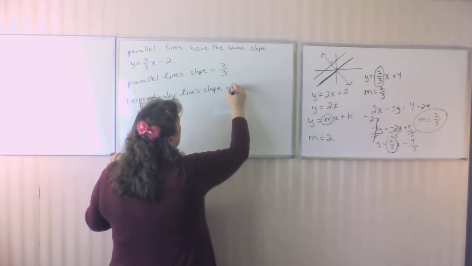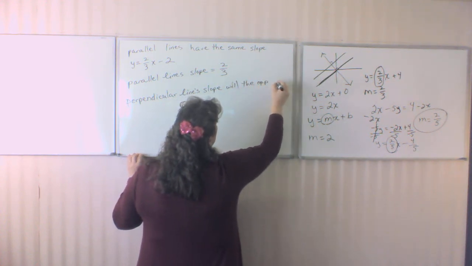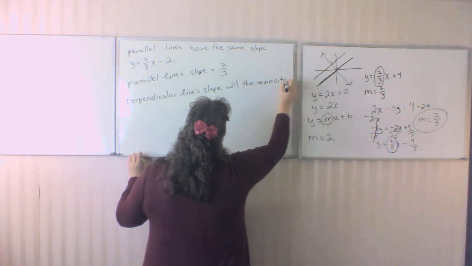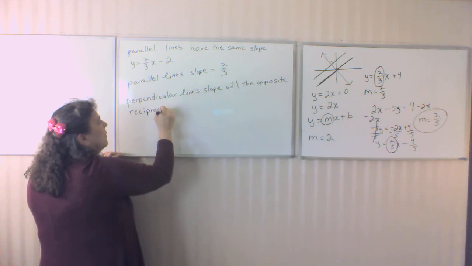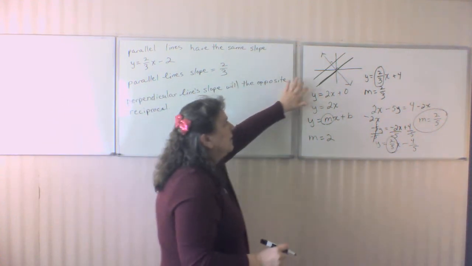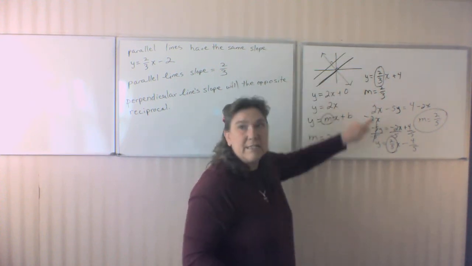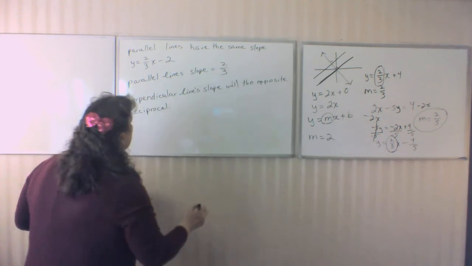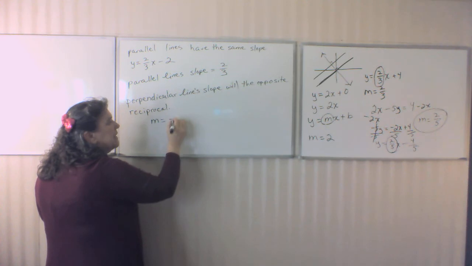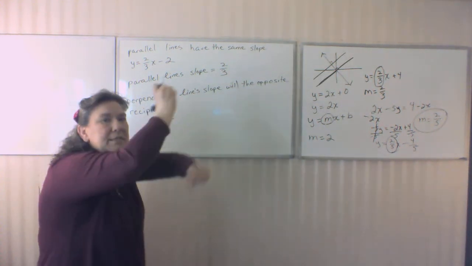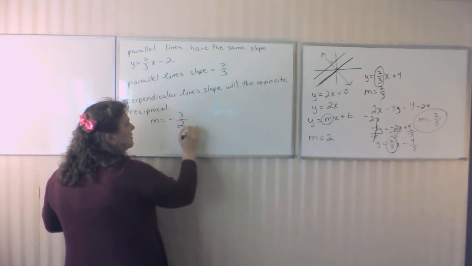a perpendicular line will be the opposite reciprocal. Which makes sense. These two lines are positive because they're going uphill. This line is negative because it's going downhill. So the opposite of 2/3 is going to be negative. The reciprocal flips the number. So this is 2/3, so this has to be 3/2.